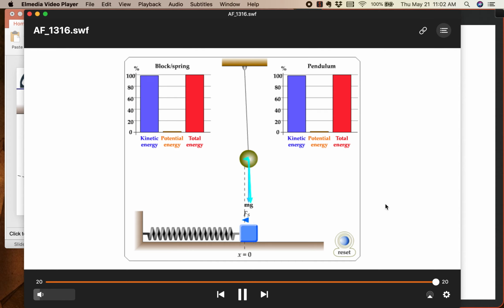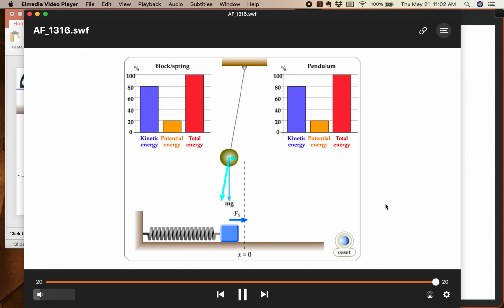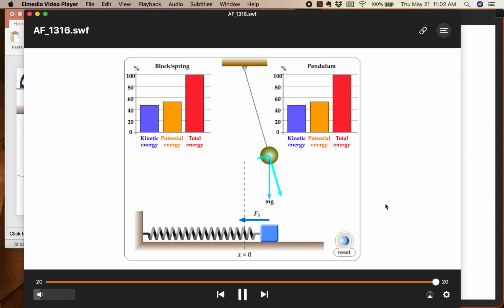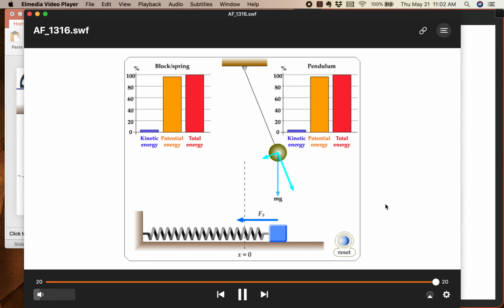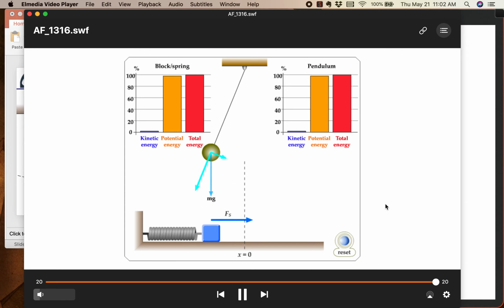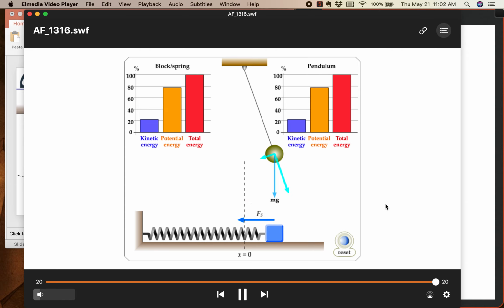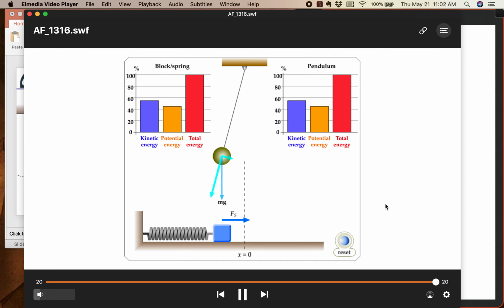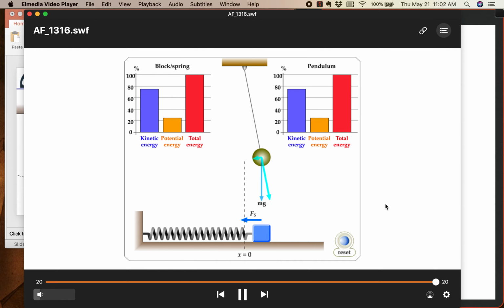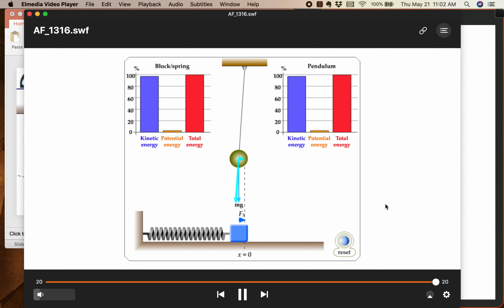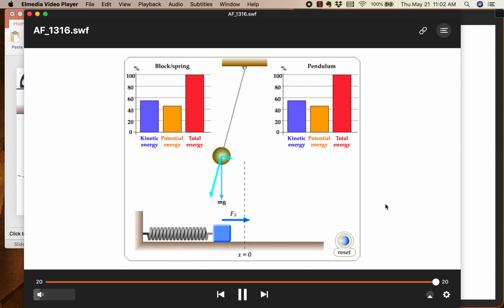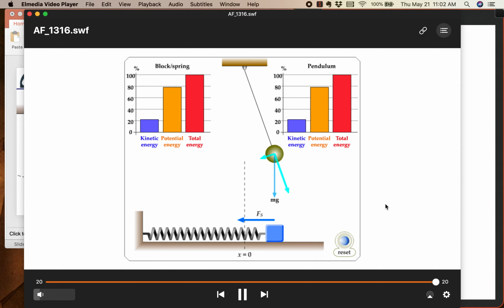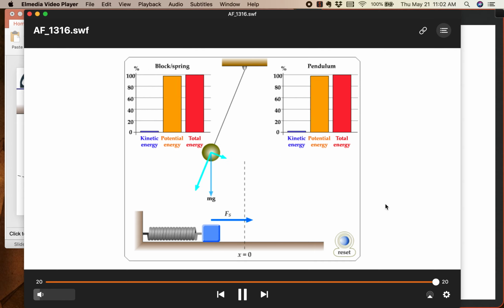So the potential energy is the biggest at the end points, because that's where the pendulum is at its highest point, so there's the greatest amount of gravitational potential energy. And at the endpoints is where the spring is stretched the most, so there is the most spring potential energy. Then at the equilibrium point, at either the bottom of the swing or when the spring is relaxed, the potential energy is the smallest, and there is the most kinetic energy.